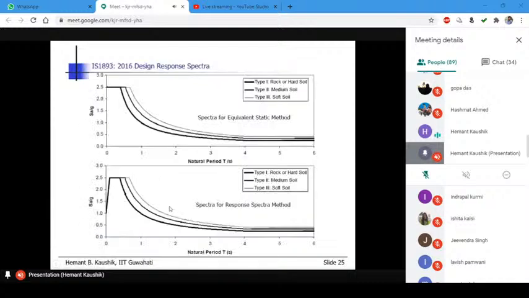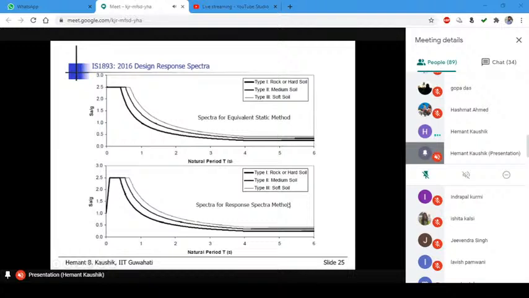Now these are the design response spectra given in the code. Up to 2002, we used to have only one type of design response spectrum, which is this. But from this 2016 version, there is a slight change in the design response spectrum if you use the equivalent static method. Now, why is it so? We will discuss. But now you have two distinct types of design response spectrum. One, if you use the equivalent static method, another if you use the response spectrum method.